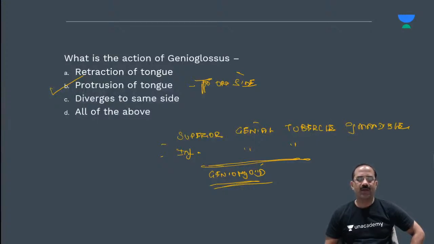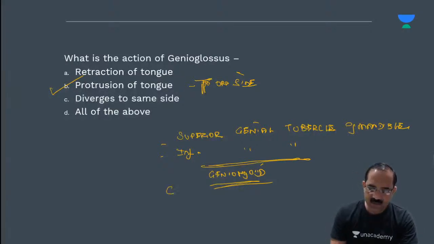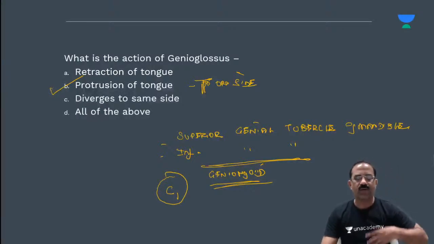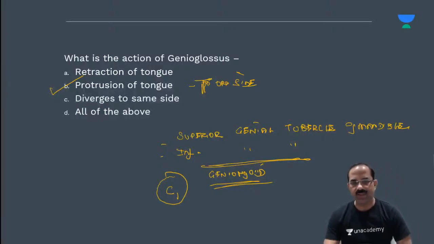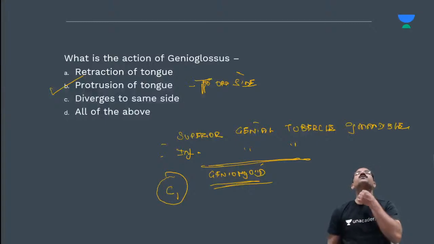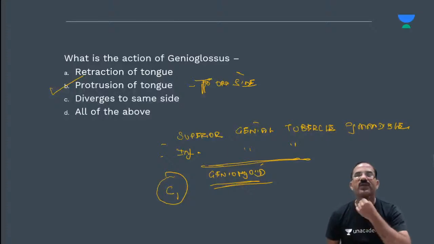Anyone? Geniohyoid is supplied by fibers of C1. Otherwise, who's going to supply? Geniohyoid is the strap muscle. No, it's an infrahyoid muscle, right children? It's an infrahyoid muscle, this geniohyoid.